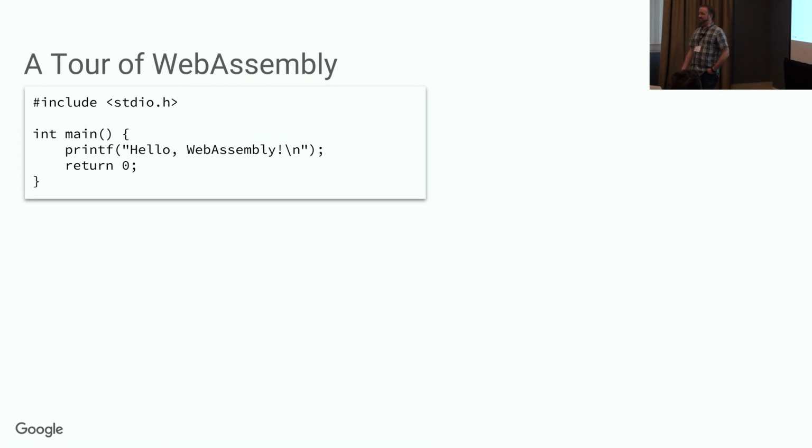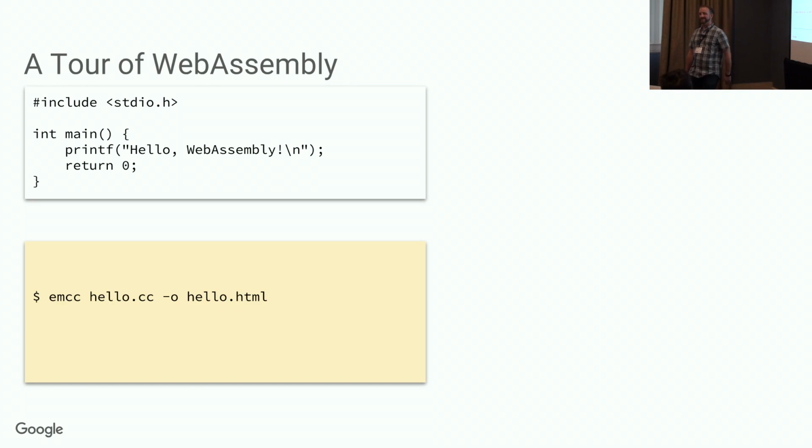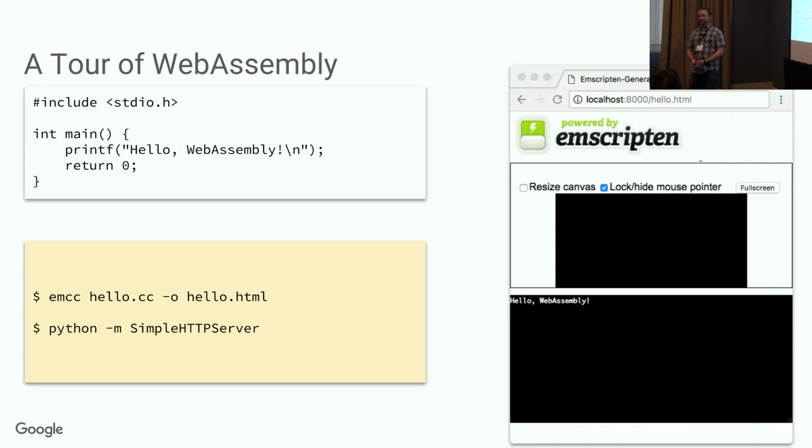So here's a more in-depth example: you can write some code in C, or C++, I guess. This is C. Then you compile it, and then you can run it in a web server, and there's our hello world. So it is just plain old C, and it works in the browser, and it's like magic.